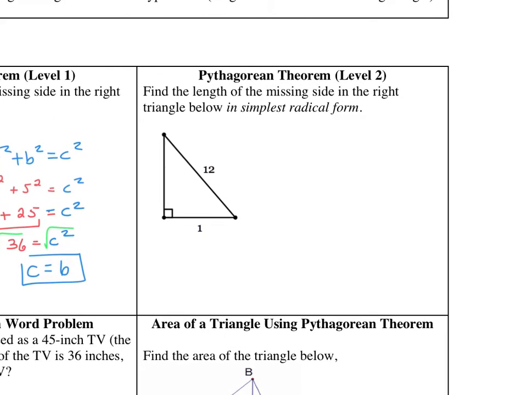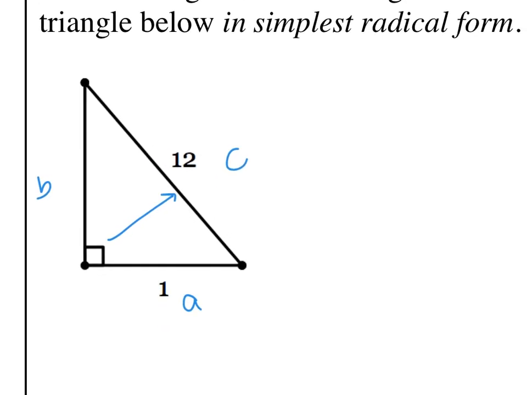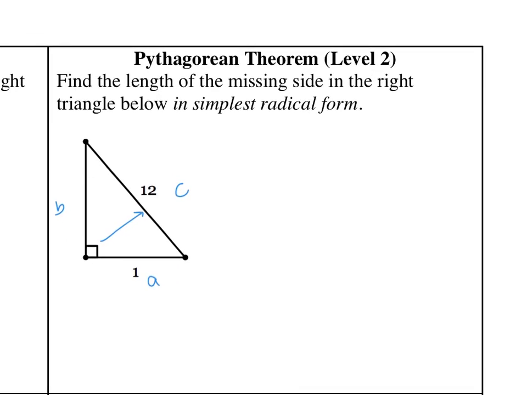Now let's go to our next example. Find the length of the missing side on the right triangle below in simplest radical form. The first thing I do is I label my side lengths. The side across from my right angle is my hypotenuse, so that's my c. 1 is my a, and this is my b. I now do my equation of a squared plus b squared equals c squared.